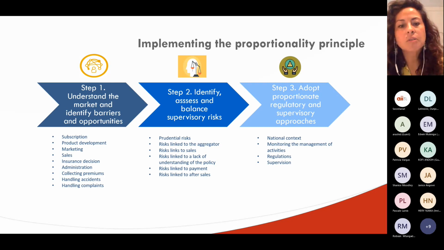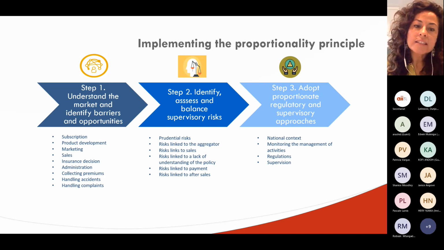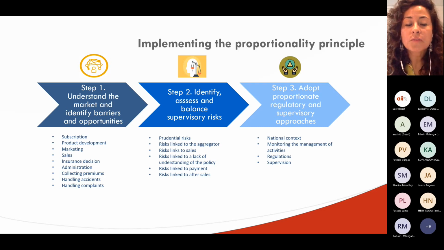So it's that snapshot that we have been talking about, then identify and assess the supervisory risks that are associated with this innovation. And based on that, it will be very feasible for supervisors to adopt proportional approaches to address those risks, and maybe identify that some of those risks could be addressed in different ways, maybe some through consumer empowerment, maybe through some tools of self-regulation of the industry.